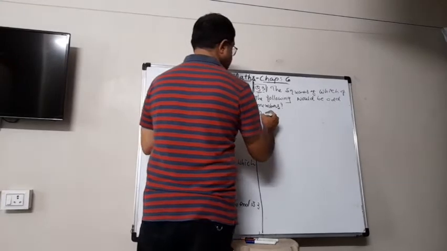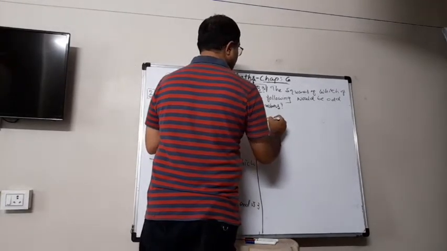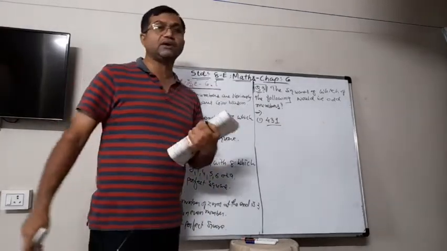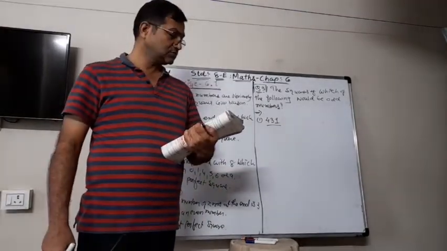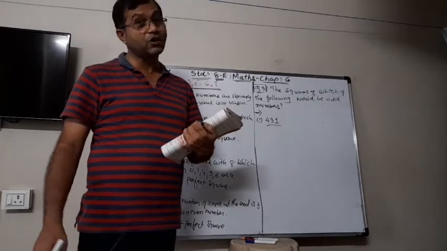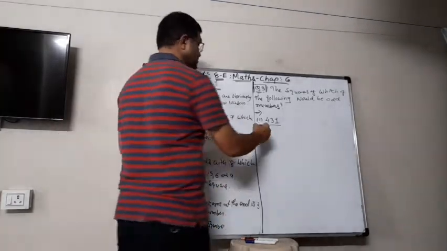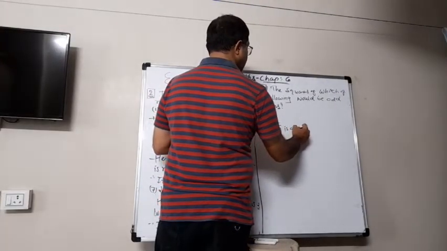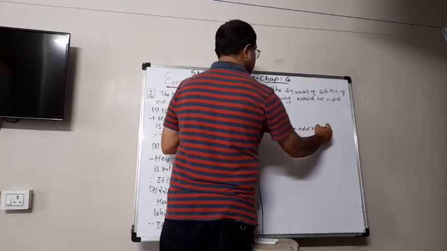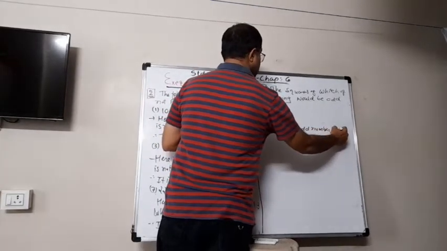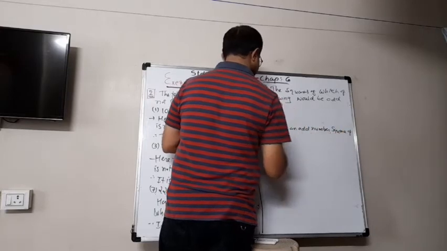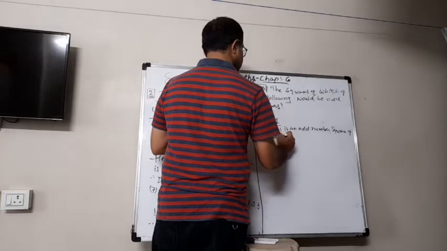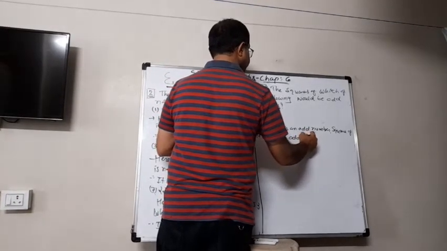So here, first, 431. Now is 431 an odd number or an even number? It is an odd number. So since 431 is an odd number, the square of it would be an odd number.